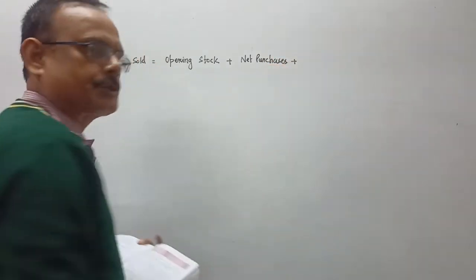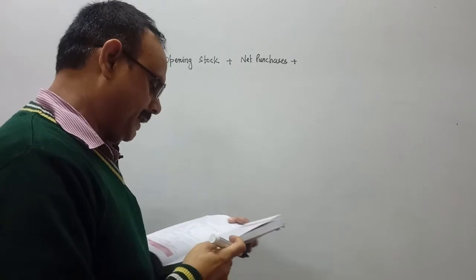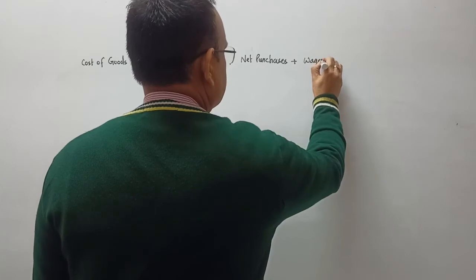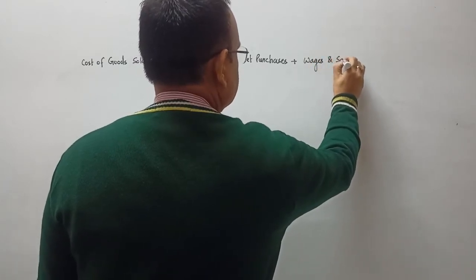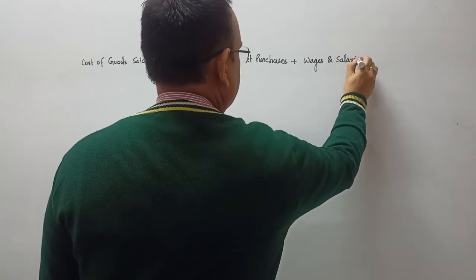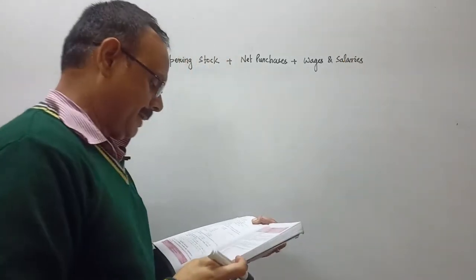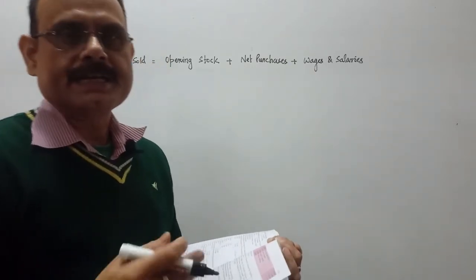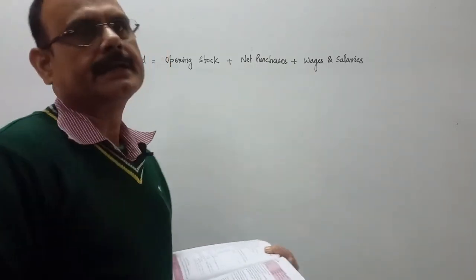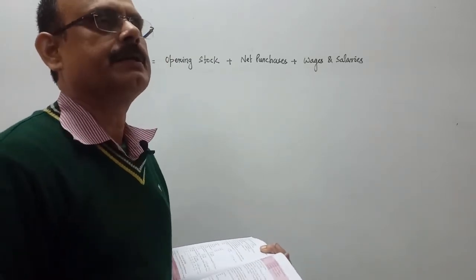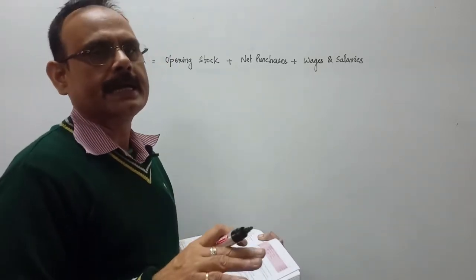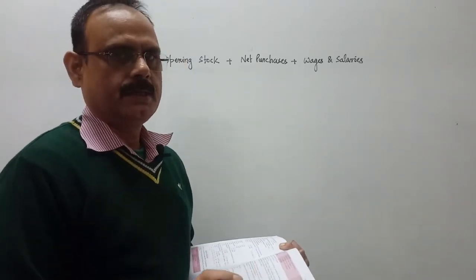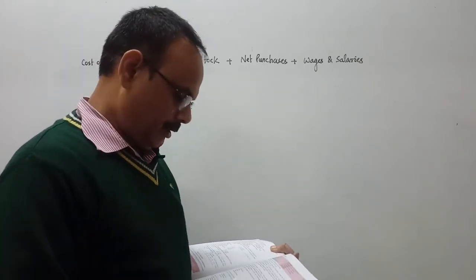Plus direct expense. What are the direct expenses given over here? Wages and salary is the direct expense. Okay. Rent paid is not a direct expense. It's an indirect expense, considering it is office rent. Unless it is mentioned as factory rent, it is an indirect expense. Factory rent will be treated as a direct expense. If only rent is mentioned, it means it's office rent.